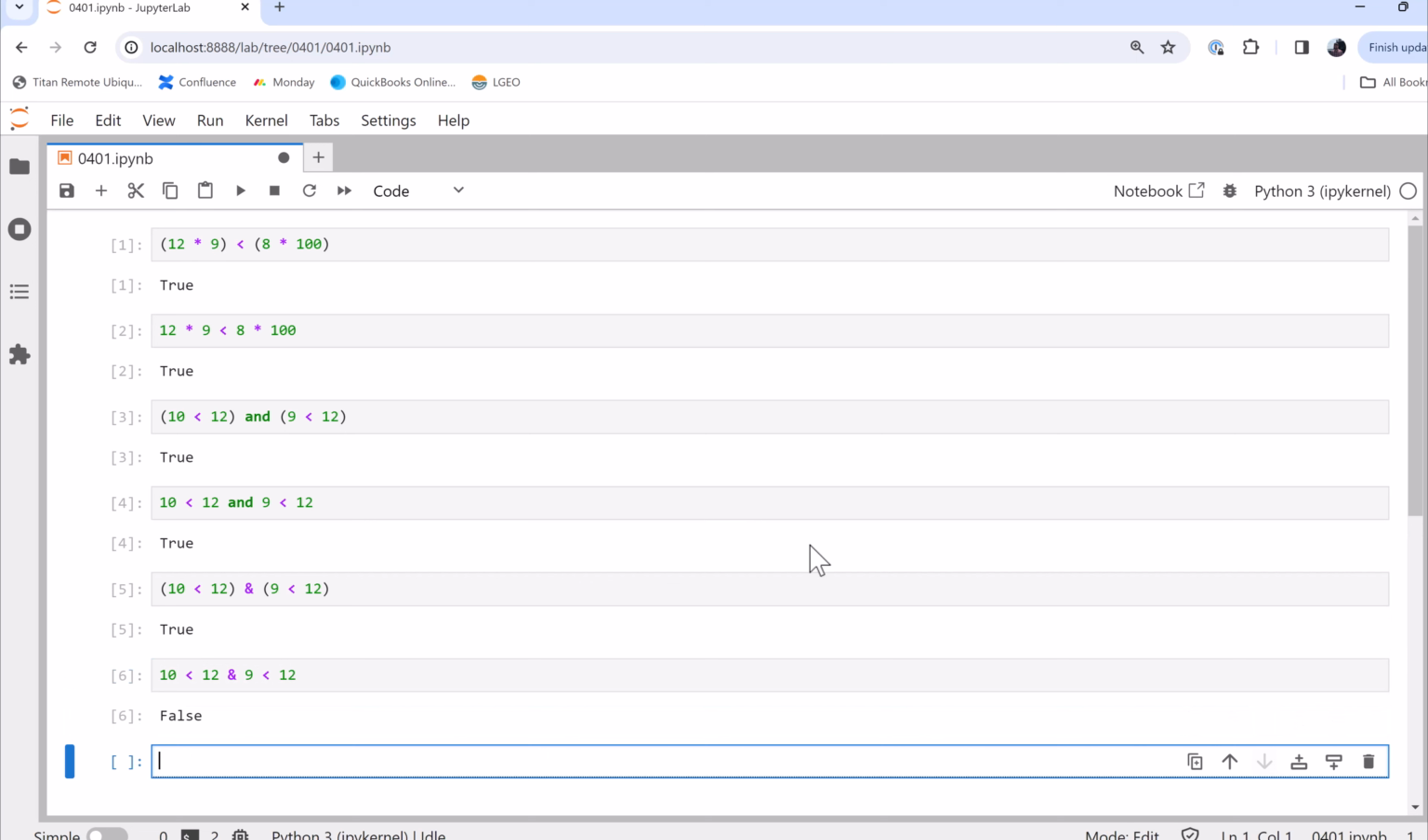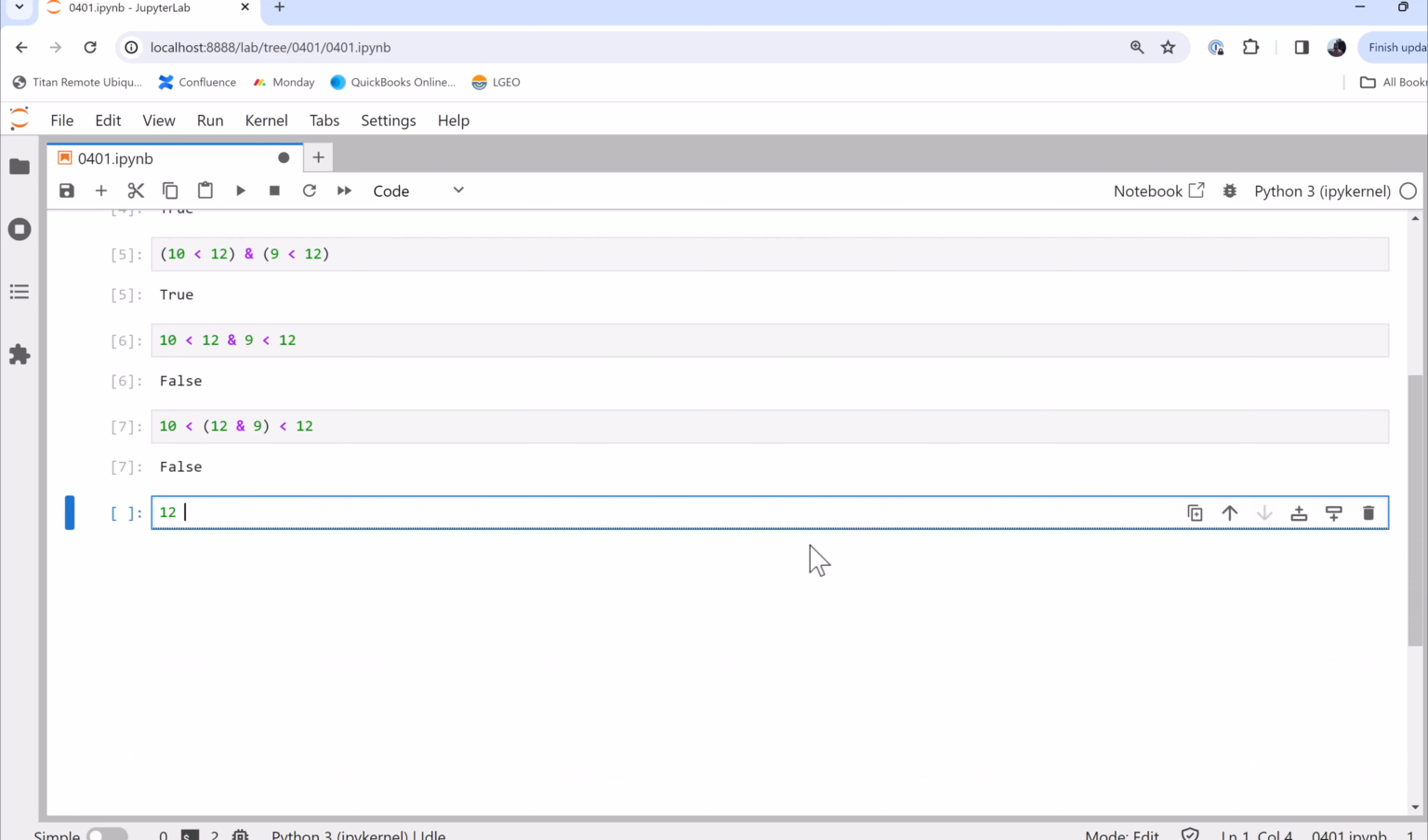So why is that? Well, the ampersand is actually a bitwise operator, and we'll talk a little bit more about what that means in just a second. But know that it has a higher order of precedence than the comparison operators here. So what we're really doing is saying 10 is less than 12, that is bitwise anded, with 9 less than 12, which is also false.